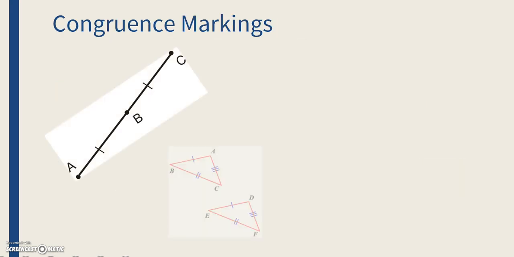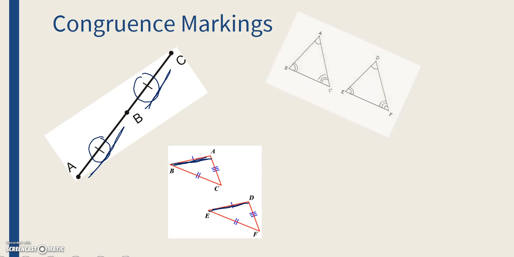Okay, so congruent markings, when we're looking at sides, they use these little tick marks. Okay, so 1 tick mark and 1 tick mark means that these two lengths are congruent. Same thing here. This 1 tick mark means that it's congruent to this 1 tick mark. The 2 tick marks is congruent to the 2 tick marks, and so on and so forth.